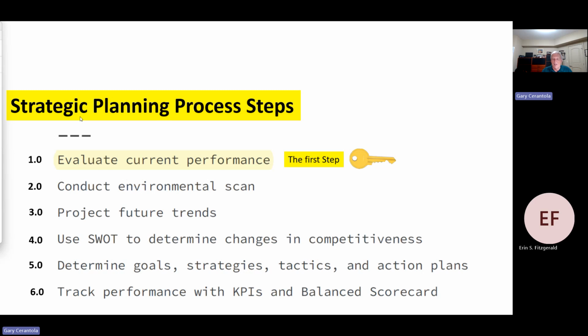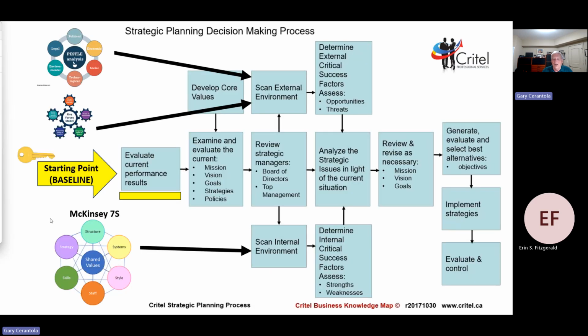But again, on the strategic planning process, evaluate your current performance. That's the first step, all right? That is the first step in all these things, and then how is that environmental thing affecting you, and then going through. Again, evaluate current performance. You can see there's a piece here. I talked about McKinsey 7S.